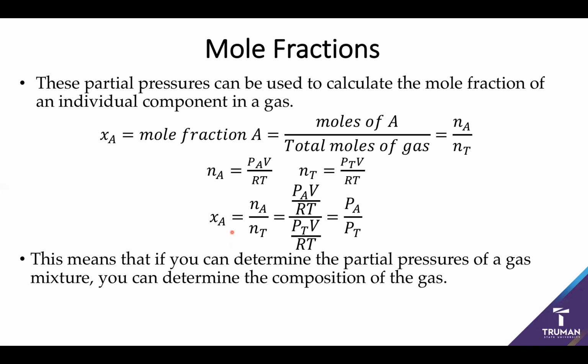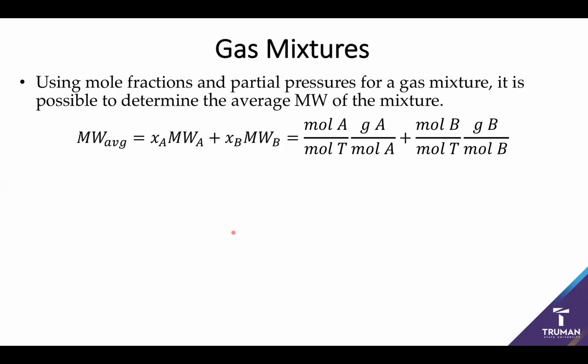So for example, if I know the mole fraction of all the individual components of a gas, I can use it to determine the average molecular weight of a gas. So if I know the mole fraction of A, so what percentage of the gas is A, and its molecular weight, and the mole fraction of B and its molecular weight, by combining these, I can get the average molecular weight.